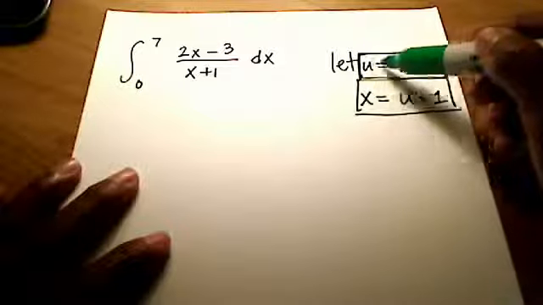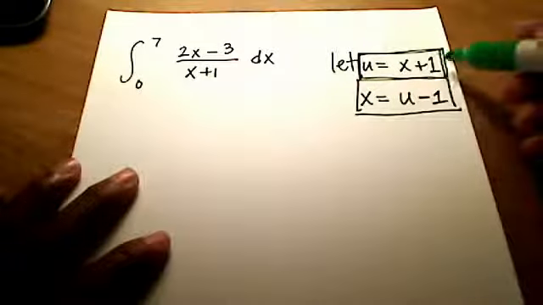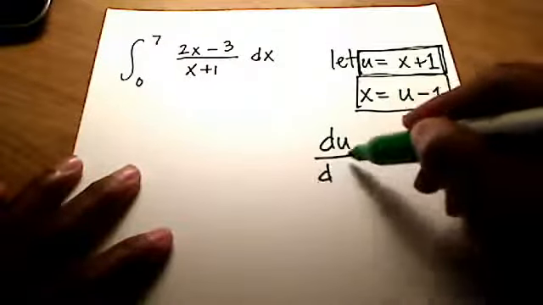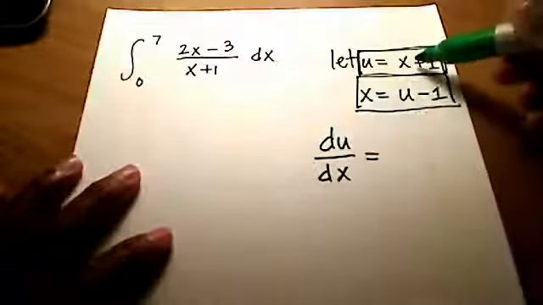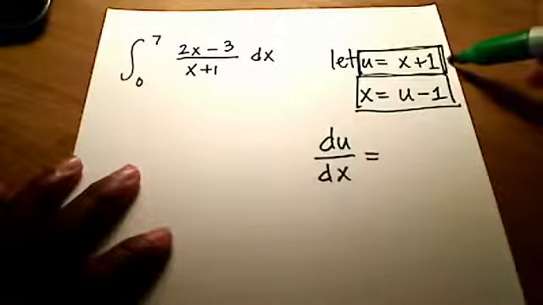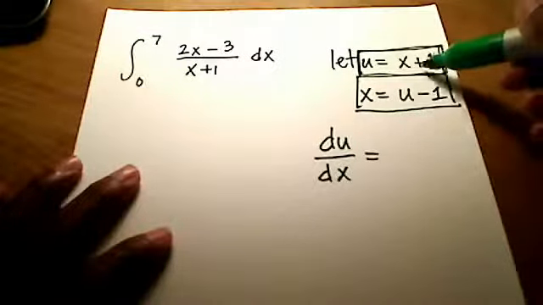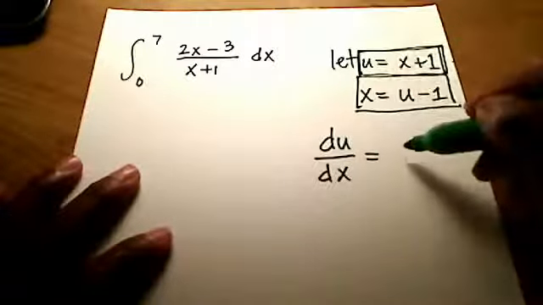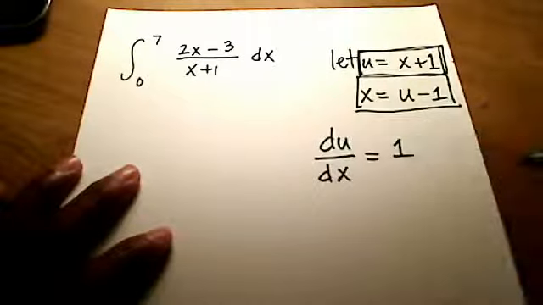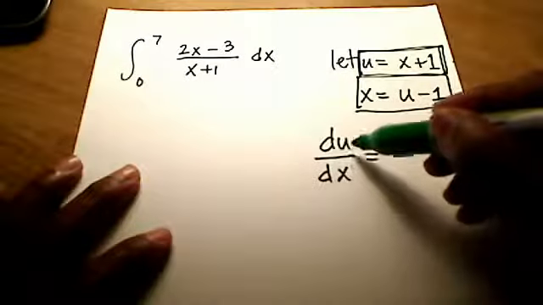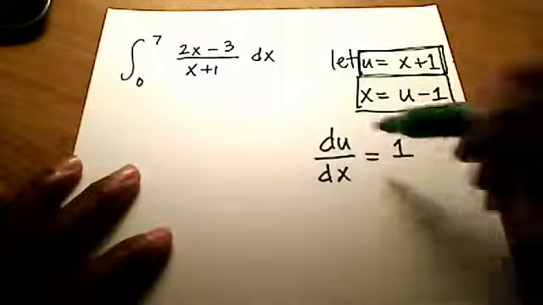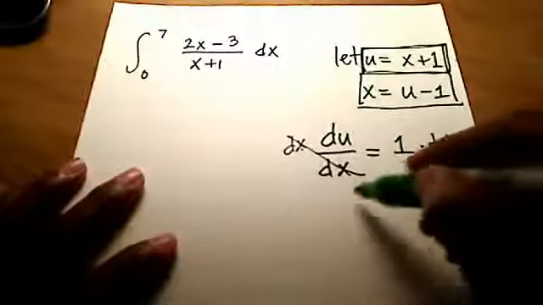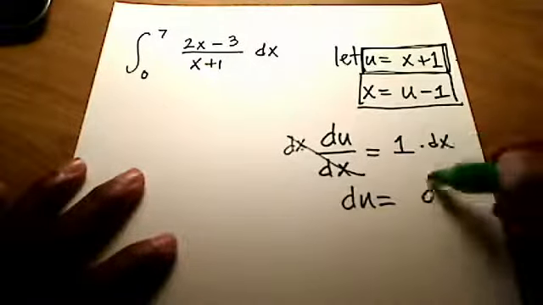Alright, so let's go back to our original substitution, that was u is equal to x plus 1. Let's go find out what du, the derivative of u with respect to x, is. Well, the derivative of this first box is simply just a 1, because the derivative of a constant is 0, and the derivative of x, its coefficient is 1, so we're just left with 1. If I wanted du all by itself, I would multiply both sides by dx. So I've got du is equal to simply dx.